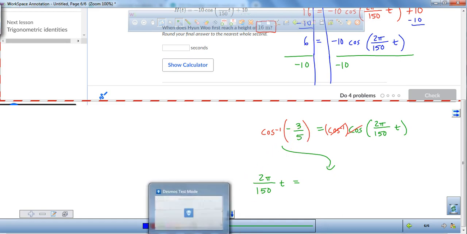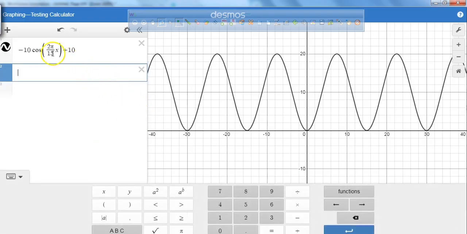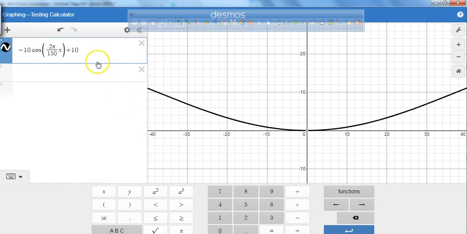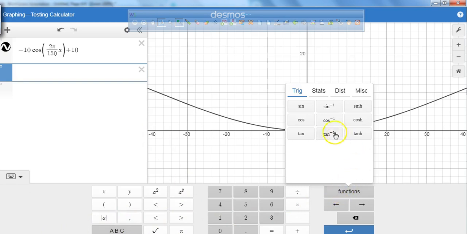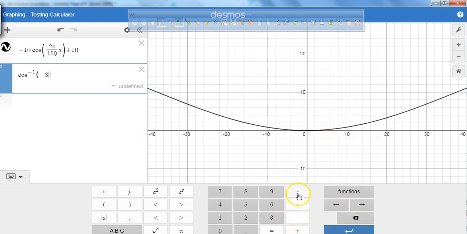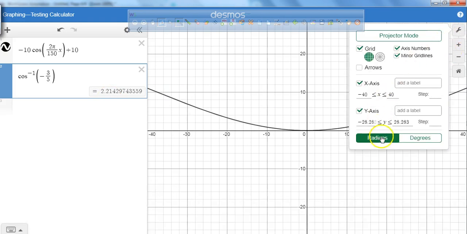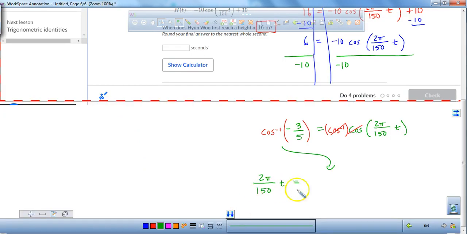Now this is in radians, so we're going to go over here in radians. There's the function right there. So we are going to take the inverse of cosine and do negative 3 divided by 5. And there's our answer in radians, 2.21. Make sure, don't do degrees, make sure you're in radians. Degrees would mess things up. So there we are in radians, 2.21, approximately equal to 2.21. It says nearest whole second, so we should be okay.